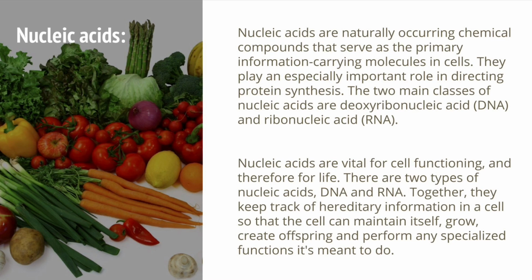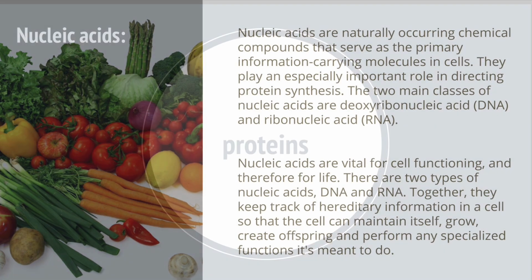There are 2 types of nucleic acids, DNA and RNA. Together they keep track of the hereditary information in a cell so that the cell can maintain itself, grow, create offspring, and perform any specialized functions it's meant to do.